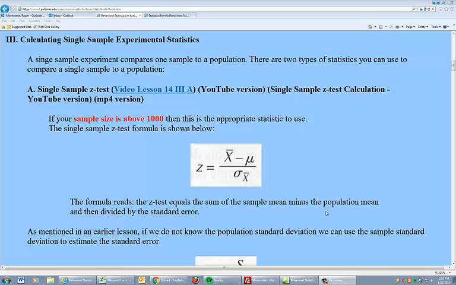Calculating a single sample z-test. A single sample z-test is used when you have one sample being compared to a population and your sample size is over 1,000. Here's the formula.